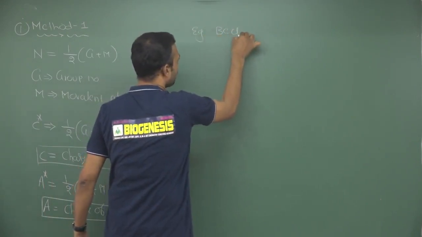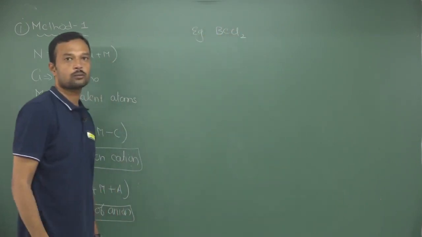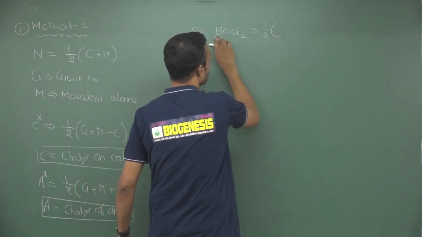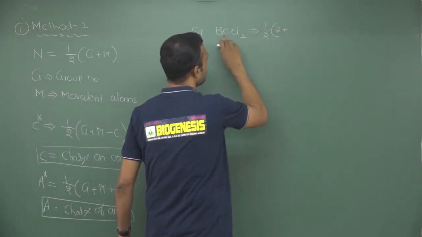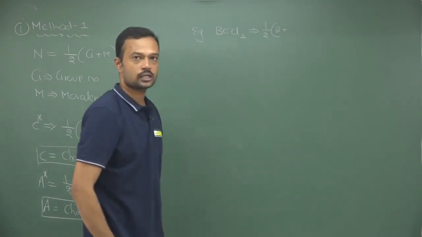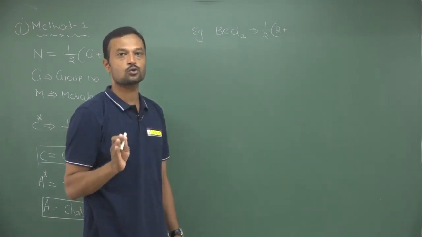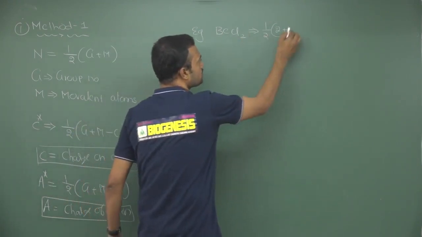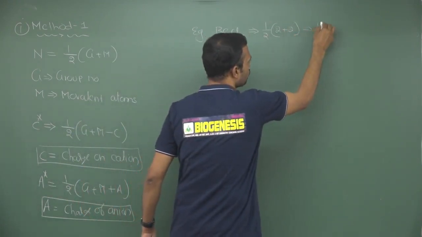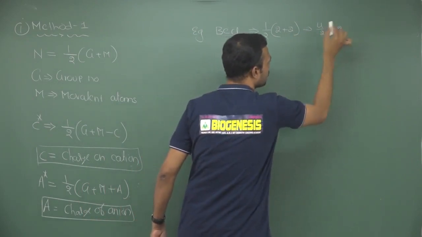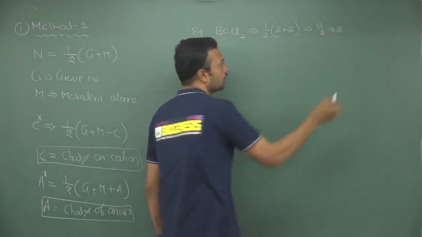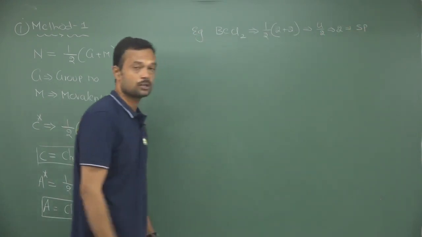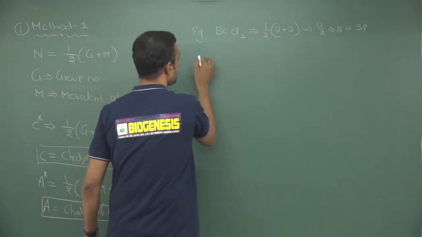See, beryllium dichloride is a neutral molecule. So it is 1 by 2: beryllium belongs to the second group. Around beryllium, how many monovalent atoms are there? First group elements as well as seventh group elements should be taken as monovalent. Here 2 chlorine atoms are there, so substitute 2 here. Finally you will get 4 by 2, that is 2. If the number is 2, we know very well, s and p, so the hybridization of beryllium is sp.